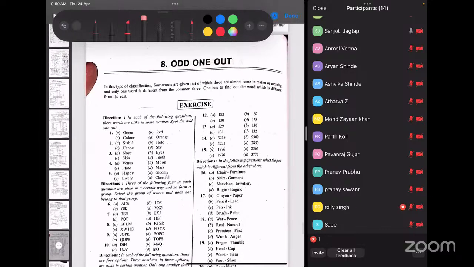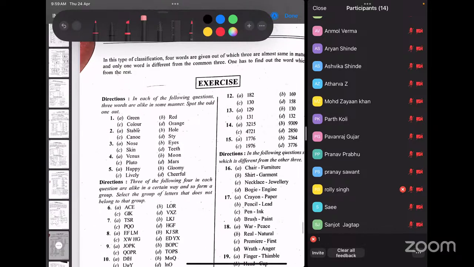Odd one out. In this type of classification, four words are given, out of which three are almost the same in matter or meaning, or in something, and one word is totally different from the remaining three. We have to select that separate word, that odd word. Directions: in each of the following questions, three words are alike in some manner. Spot the odd one out. Green, red, orange, color. Color. Yes.